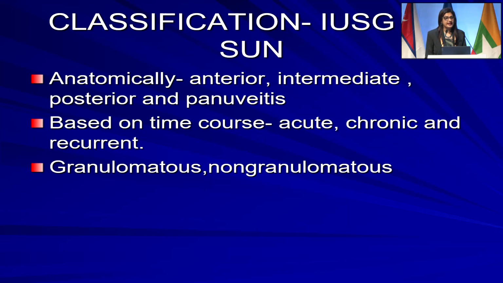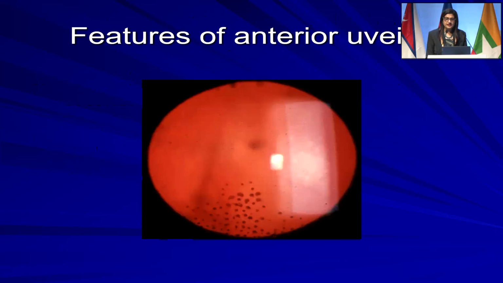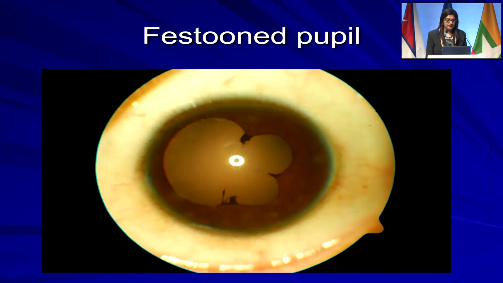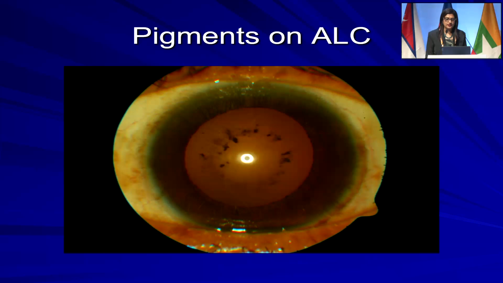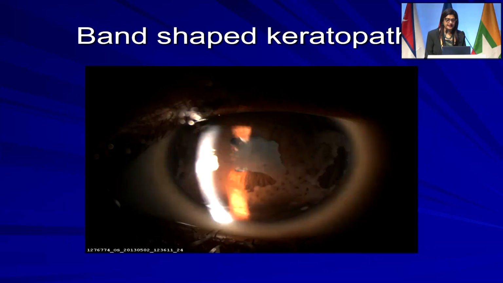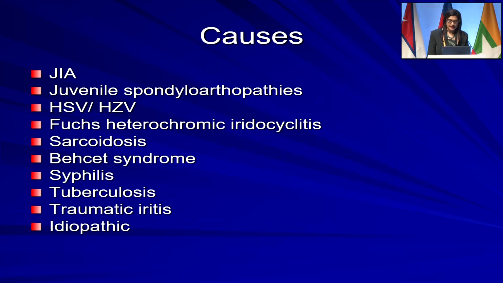We follow the same classification for pediatric uveitis that we do for adults, and the features of anterior uveitis, intermediate uveitis, and posterior uveitis remain quite the same, like the keratic precipitates, which may be granulomatous or non-granulomatous, festooned pupil, the posterior subcapsular cataract, pigments on the anterior lens capsule, a specific thing that we see in pediatric uveitis, which is the band-shaped keratopathy. Causes, just like in adults, can be myriad.